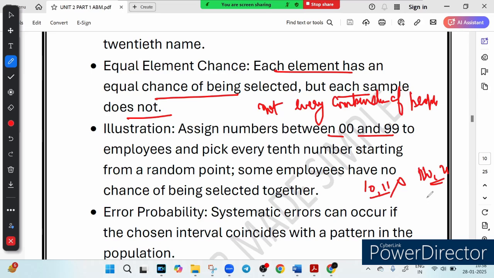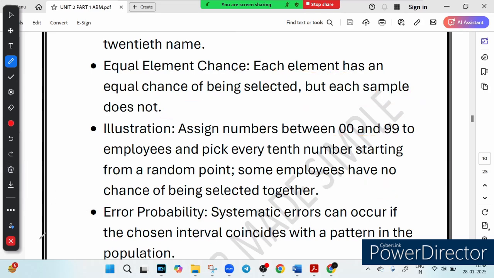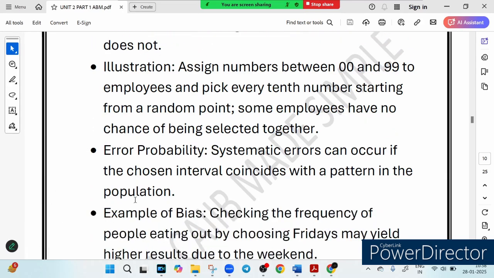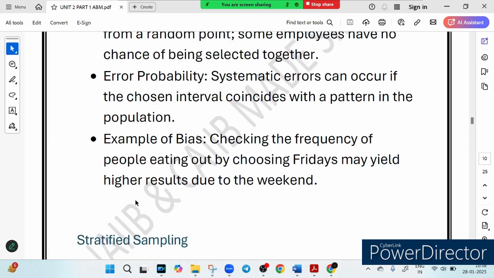Now let's talk about the potential hiccups. Systematic sampling can sometimes fall into a trap if your interval aligns with a pattern. For instance, imagine checking how many people eat out by surveying on Friday. Since it is close to the weekend, you might think everyone is dining out. So bias can occur if the chosen interval coincides with a pattern in the population, right? So here is the key takeaway: systematic sampling is great for saving time and effort, but be mindful of patterns in your population. Avoid bias and you will get reliable results.